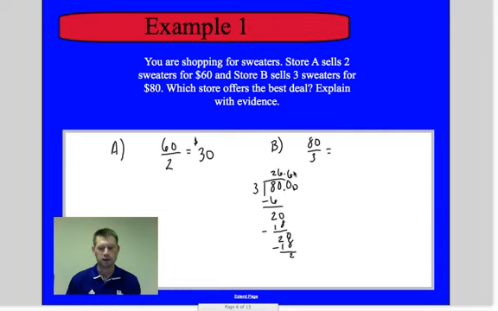But we're talking money, so we're going to take 2 decimal places, but round to 7 cents. It would be 6 repeating, which means that we're going to pay $26.67. So which one has the best deal? Store B. And why? Well, right here, 26 and 30. It's a little cheaper to go with 3 for 80.